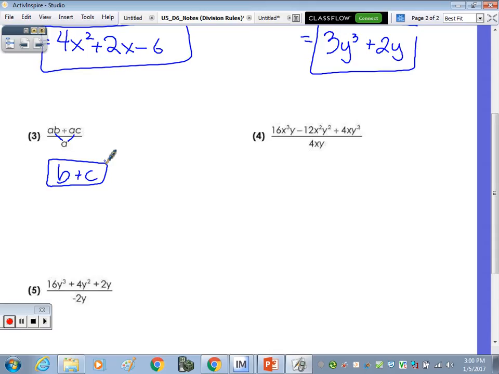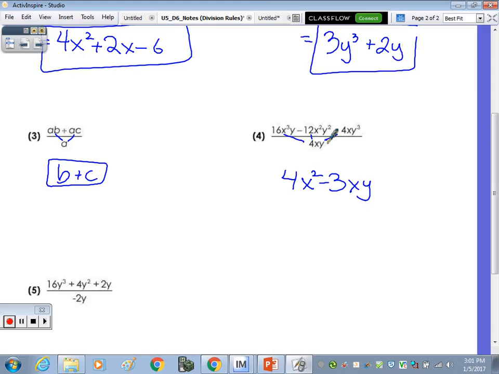16 divided by 4 is 4. x cubed over x is x squared. Well, what happens with the y's? They cancel out. And then negative 12 over positive 4 is a negative 3. x squared divided by x is x, and y squared divided by y is y. And then what is 4xy cubed divided by 4xy?